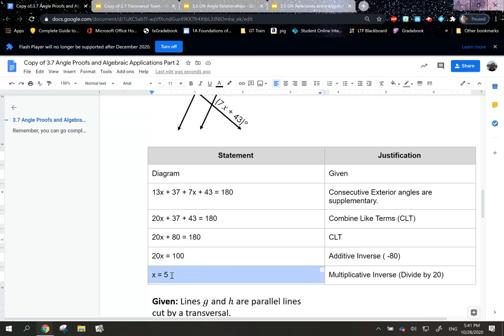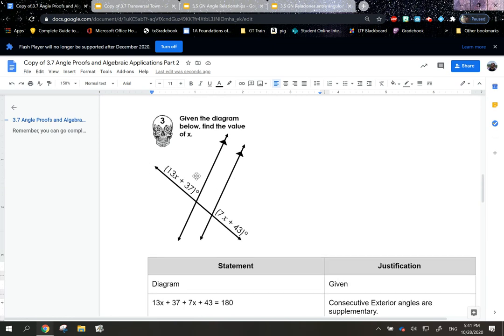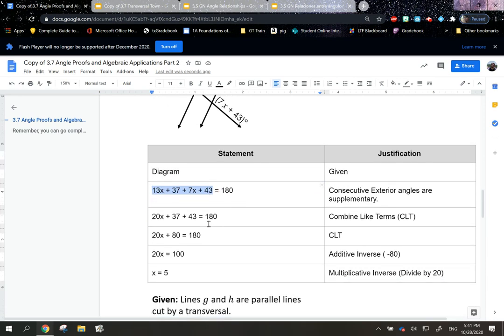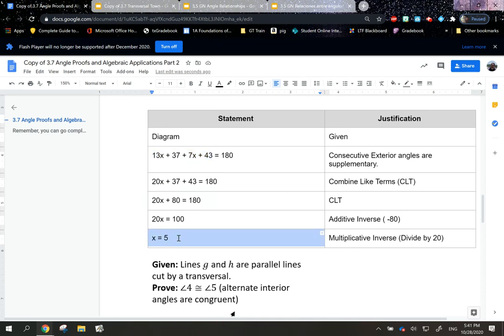There's nothing else that I need to do here. I know what my value of x is. I can double check it, plug it into our equation, our expressions here, and see if they add up to 180. Or just plug it into our starting equation, see if the left-hand side is equal to 180. So I'll let you guys check that on your own.